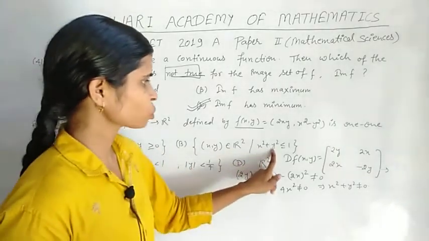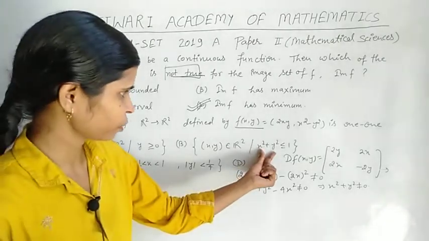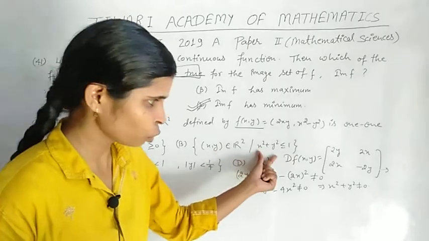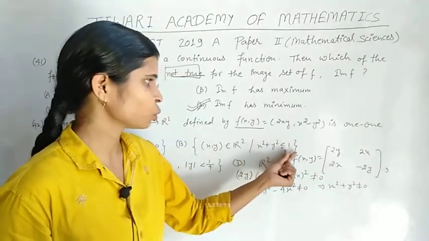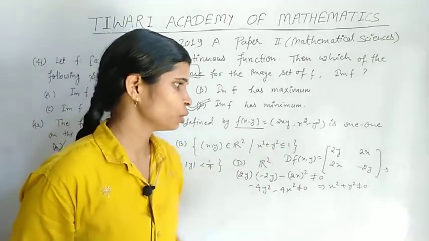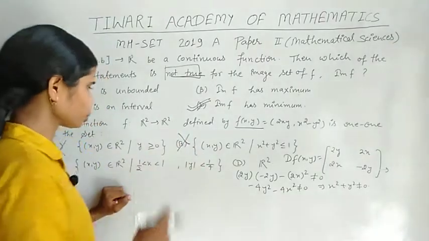B, x squared plus y squared is less than or equal to 1. If we take x equal to 0 and y equal to 0, this condition also holds. x equal to 0, y equal to 0 means the sum is 0. 0 is always less than or equal to 1. The condition is valid, and the determinant is equal to 0 here. So option B is also a wrong option.